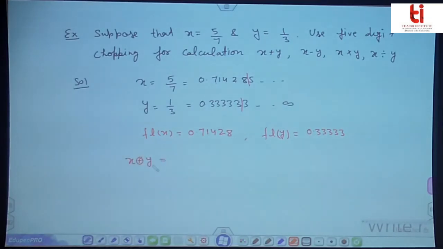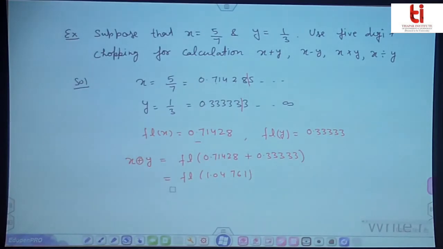Then we are finding addition with the help of a calculator. Then it is coming out to be floating, with finite digits. Then floating of x plus floating of y, that is 0.7142 plus 0.3333. It is coming out to be floating of 1.04761 into 10 raised to power 0. Okay, we can express it like that.